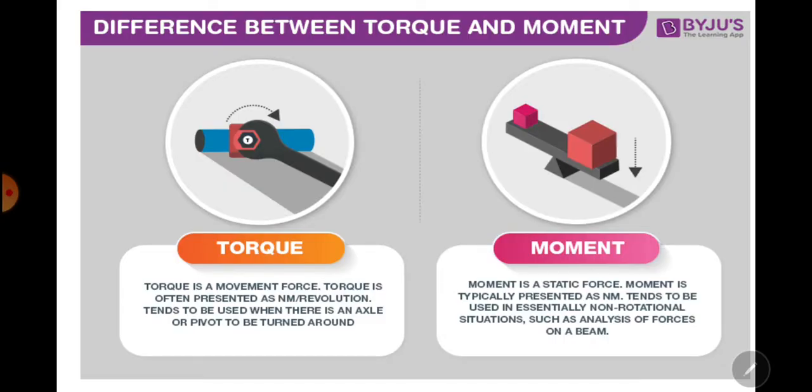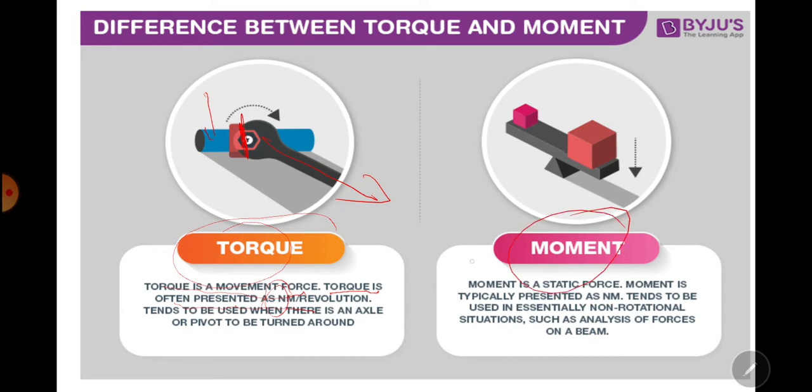Now, the difference between torque and moment. Torque is what? Torque is a moment force. Torque is often presented as Newton meter. Torque tends to be used when there is an axle or pivot to be turned around. This is the pivot. Here the force is applied with this one.